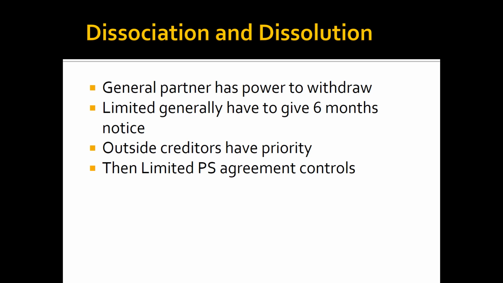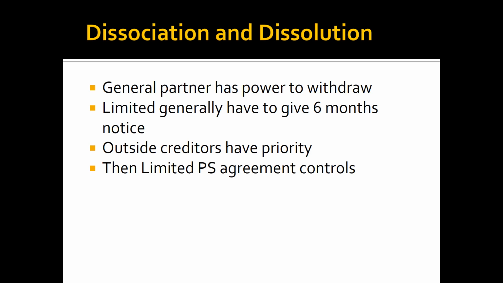General partners have the power to withdraw. Limited partners have to give a 6-month notice, usually because there's money that goes out. Outside creditors, if there's money owed, have priority. Then we pay the limited partners. Then you pay the general partners. So limited partners have a little bit more right to get to the money than the general partner does.